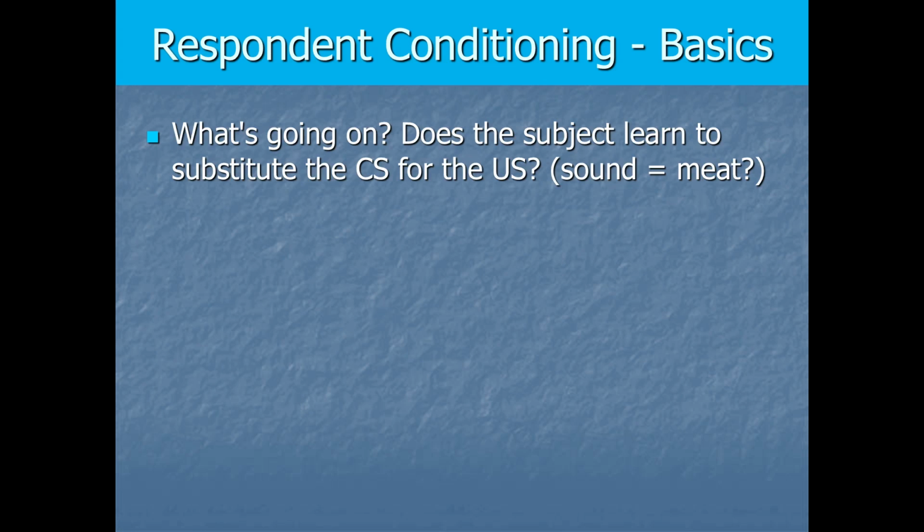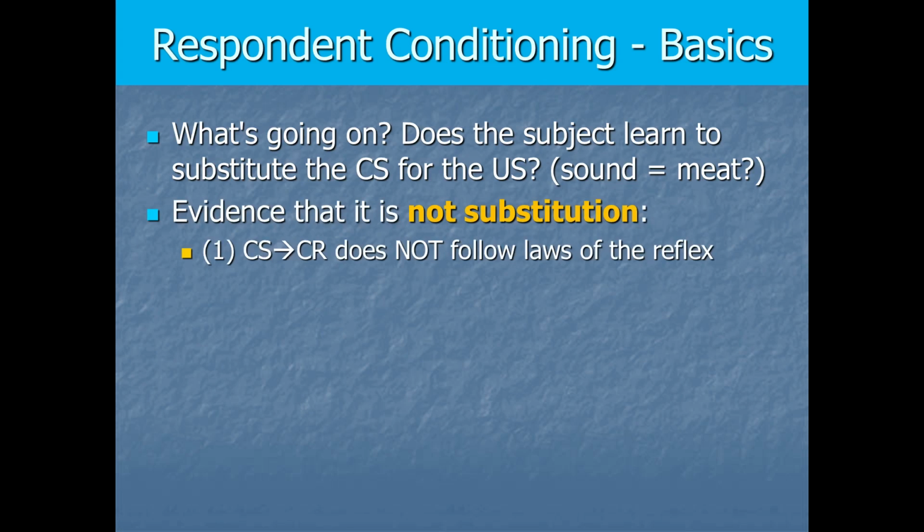but we've actually got quite a few reasons to think that's not the case. So first off, one piece of evidence that the CS isn't just a substitute for the US in the subject's brain is the way the CS elicits the CR, the way the tuning fork makes the dog drool, it does not follow the laws of the reflex. So if the tuning fork was equivalent to the meat and was just activating the existing innate salivating reflex dogs are born with, then it should follow the laws of the reflex we learned about earlier, the way meat itself does. But we don't find that.